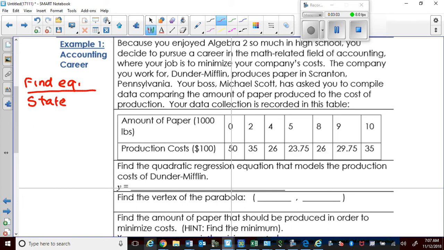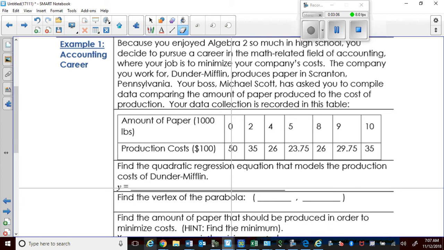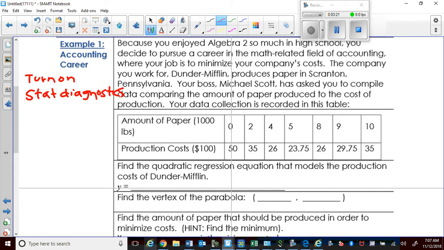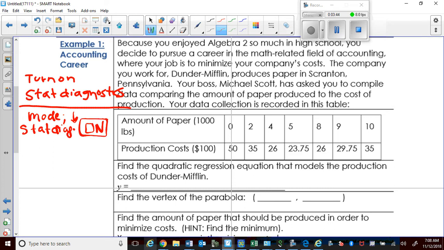Actually, erase that. The first thing we're going to do is turn on stat diagnostics. Stat diagnostics. And how do you do that? Well, one, you press mode, then you go down to stat diagnostics, and you want to enter on, okay?